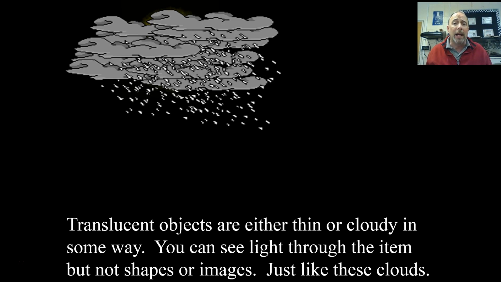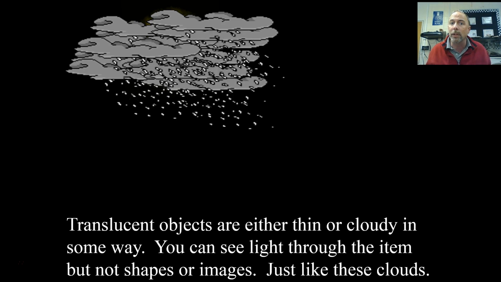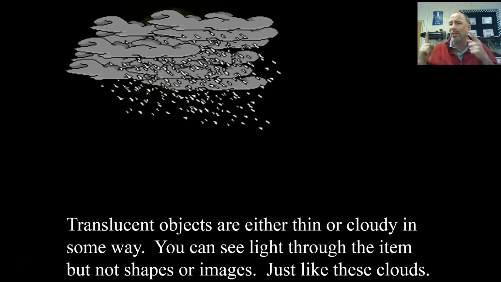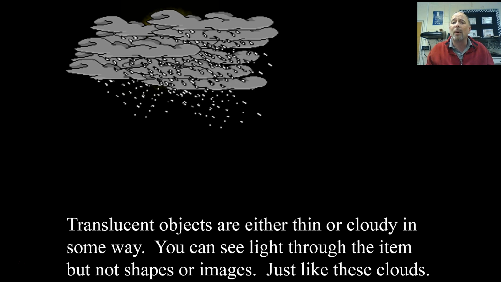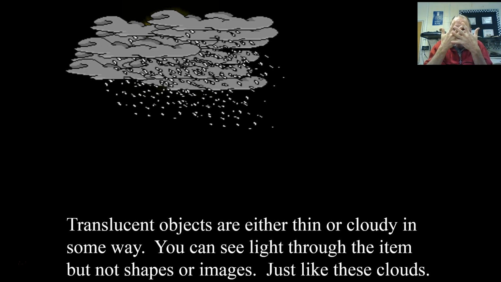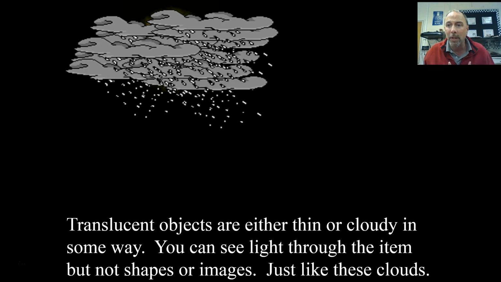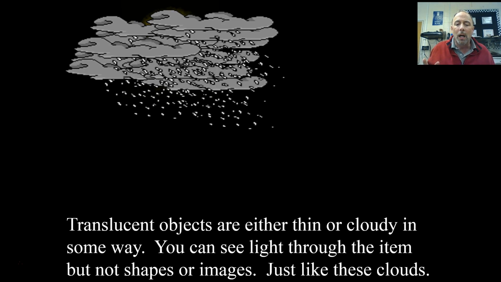Think about a cloudy day outside. It's still light outside during the daytime, and we can still see, but it's not bright light. You can't see the blue sky above us. You can't see the sun, but you know it's up there somewhere. The gray clouds kind of filter that light. You can see a little bit, but not much through it.